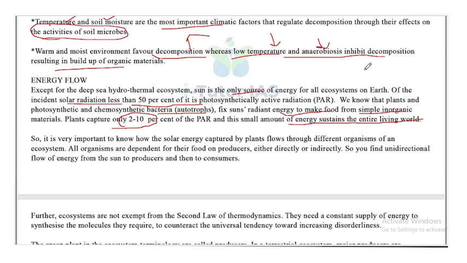So among the solar radiation, only 50% is photosynthetically active, and in that only 2 to 10% of this photosynthetically active radiation is used by the autotrophs, like the plants or the chemosynthetic bacteria, and which is then used by the rest of the living organisms. So it is very important to know how the solar energy is captured by the plants and how it flows through the different organisms of an ecosystem.